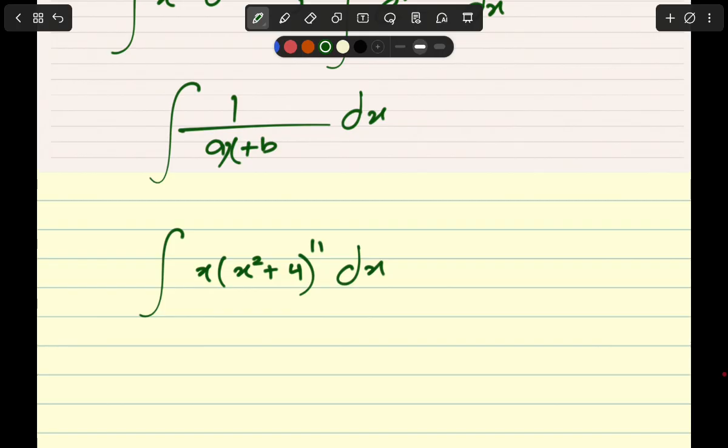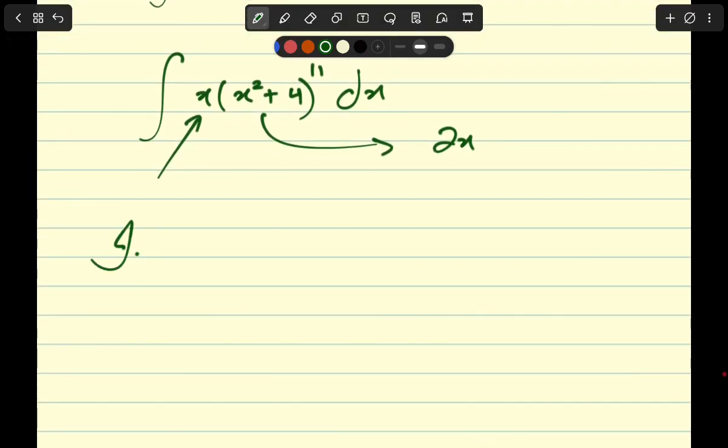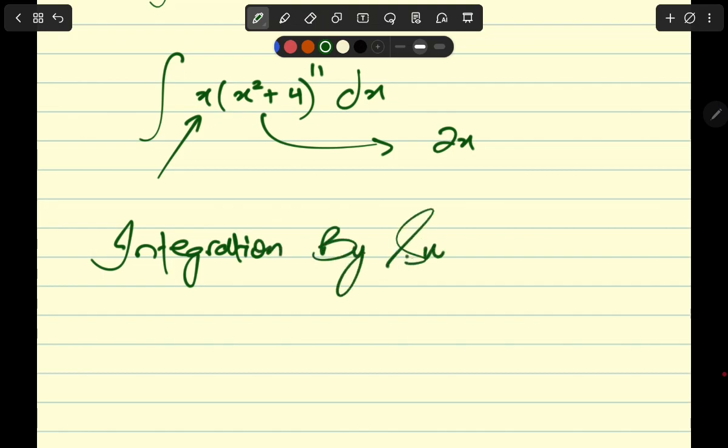Inside the bracket we have x squared plus 4, and directly outside it we have x, which is closely related to the derivative of the inner function, which is 2x, right? So that relationship is the clue. Integration by substitution, and hence we land at integration by substitution.